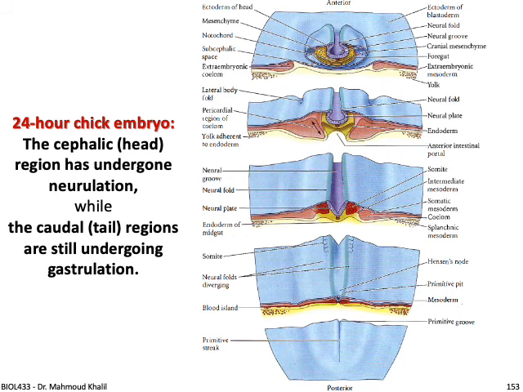In this slide, you can see the 24-hour chick embryo, and you can see the cephalic head region has undergone neurulation, while the caudal region is still undergoing gastrulation. This is because neurulation starts early in the anterior part, with the regression of the posterior groove. So you can see that it is more highly developed anteriorly than posteriorly. And you can see the location of each germ layer: ectoderm, endoderm, and mesoderm.